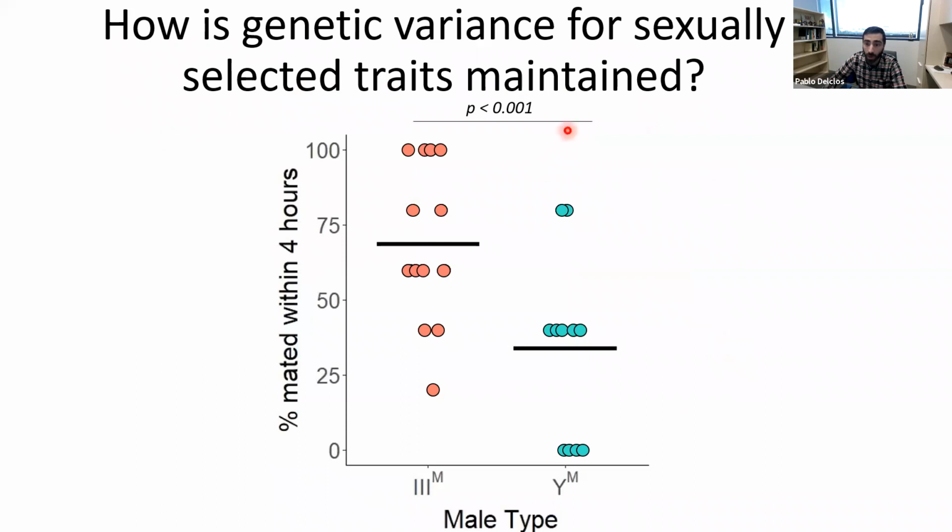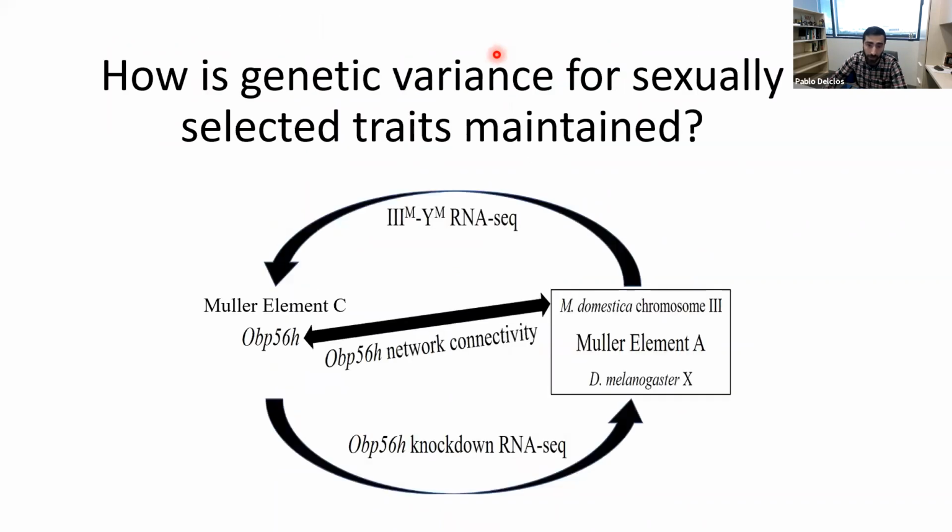But coming back to our question of how genetic variance for a sexually selected trait like copulation latency is maintained in nature, overall, our results seem to suggest that there's this general evolutionarily conserved trans-regulatory loop between OBP56H on molar element C and genes found on molar element A. This complex regulatory loop across chromosomes could at least in part explain why we end up seeing genetic variants in male mating success preserved in the housefly system.